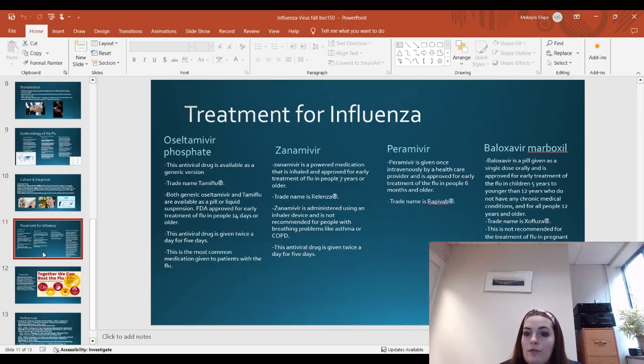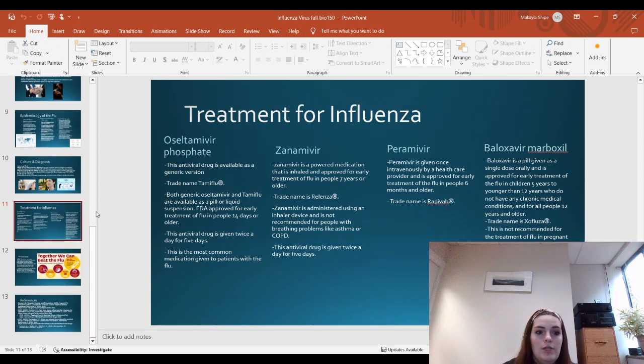This is not recommended for the treatment of flu in people who are pregnant, lactating, or outpatients with complicated or progressive illness because there's no information on the use of this drug in these patients. It's also not recommended for the treatment of flu in hospitalized patients due to the limited data on this medication. There's not enough data to justify using it on them because there could be complications.